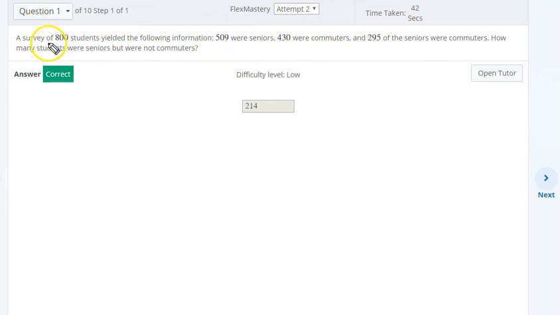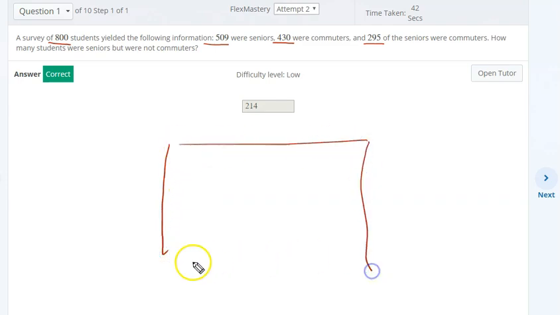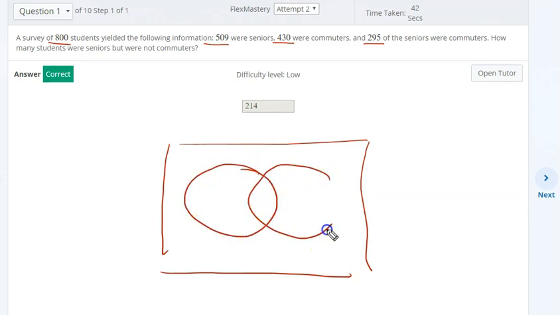A survey of 800 students yields the following information. 500 were seniors, 430 commuters, and 295 of the seniors were commuters. How many students were seniors but not commuters? For something like this, what we've been using is a Venn diagram. So we have 800 students in our universe.